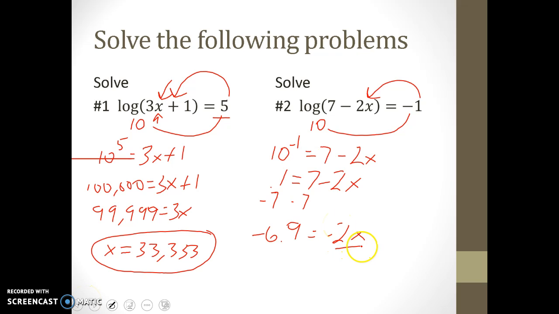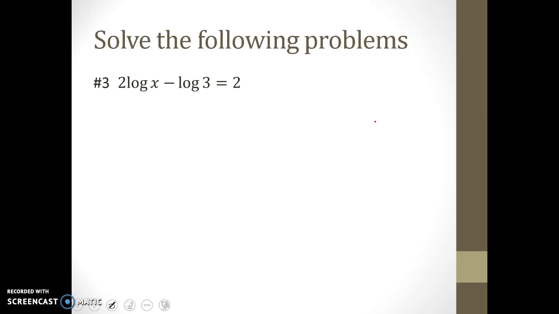So then when I divide both sides by negative 2, I'm going to have that x is equal to 3.45. So if you were able to stick 3.45 in here for this x, we would have 7 minus 2 times 3.45. We take the log of that, we would get negative 1. Let's try another example here.